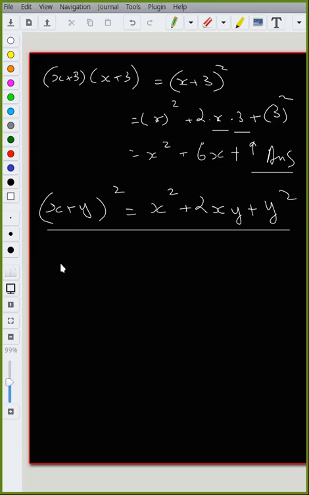Do this one. x minus 3 into x plus 5. Out of the 4 identities that I've given you, see which one this suits and solve it accordingly. Quickly, 2 minutes.